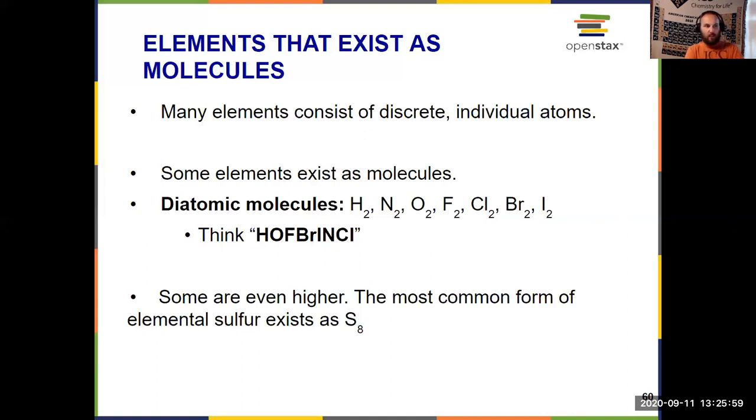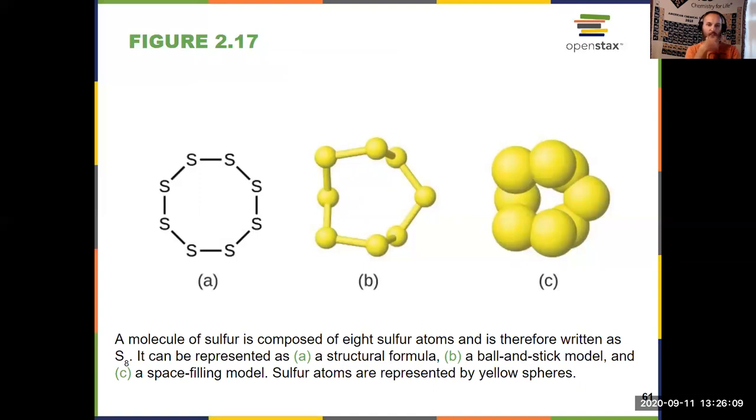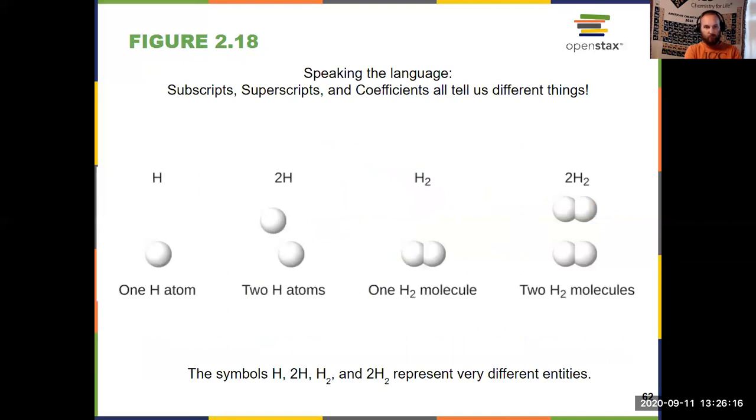And some things on the periodic table are even higher order molecules. Sulfur exists as S8, for example, which we have on this slide. Phosphorus exists as P4. And know what those subscripts represent. If I take hydrogen, for example, it's a diatomic. It exists as H2. So I refer to it as one H2 molecule.